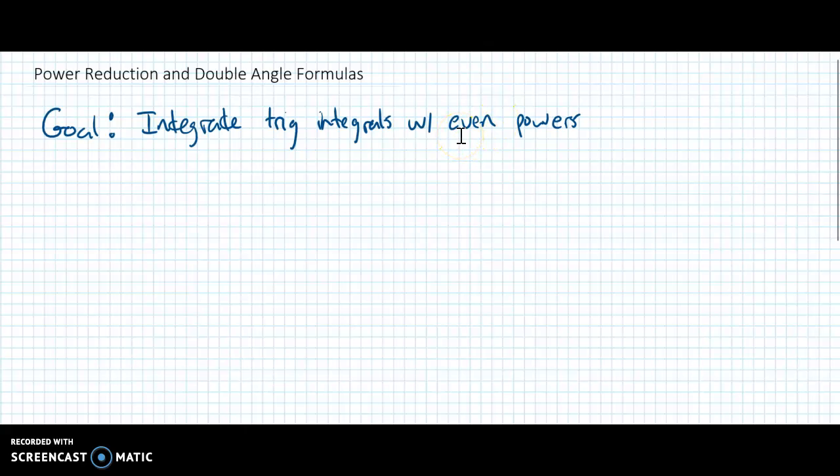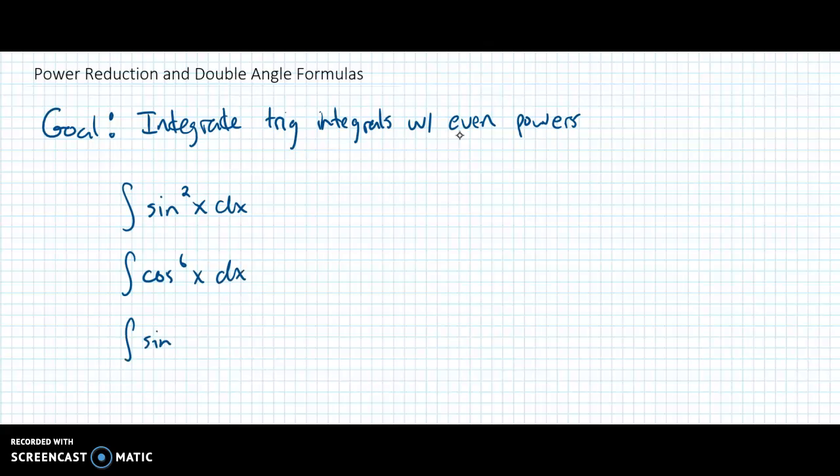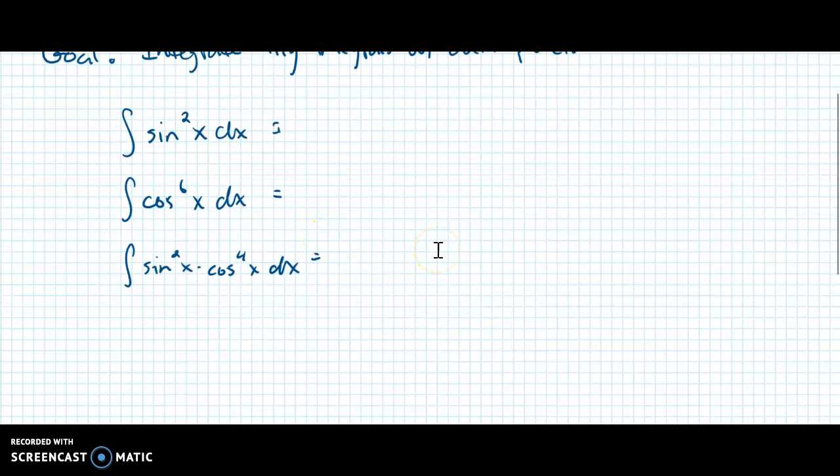What I mean by that is things like the integral of sine squared x dx, or maybe the integral of cosine to the 6th x dx, or even something like the integral of sine squared x times cosine to the 4th x dx. As you can probably imagine, this one is the easiest of them, and these two are going to get pretty complicated pretty quickly. But they show up all the time because of the nature of how double integrals work when we get there.